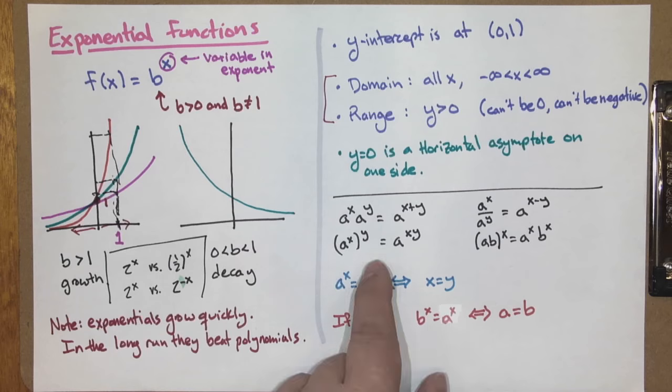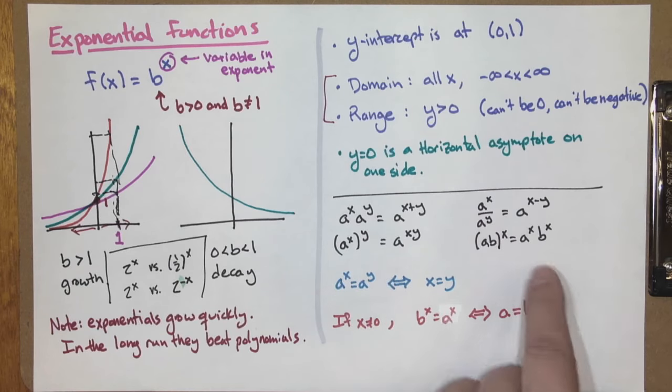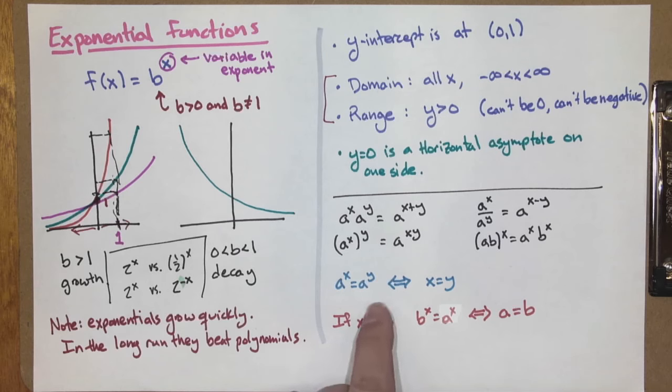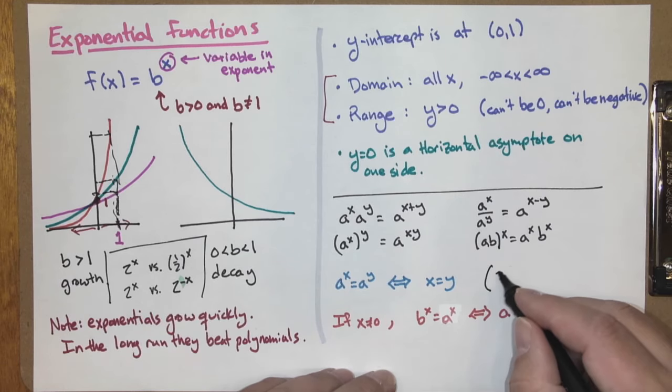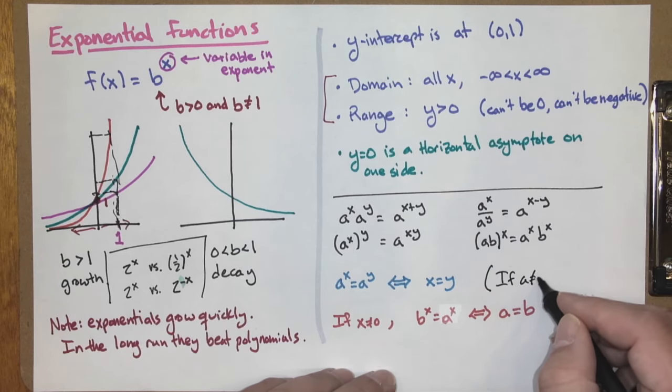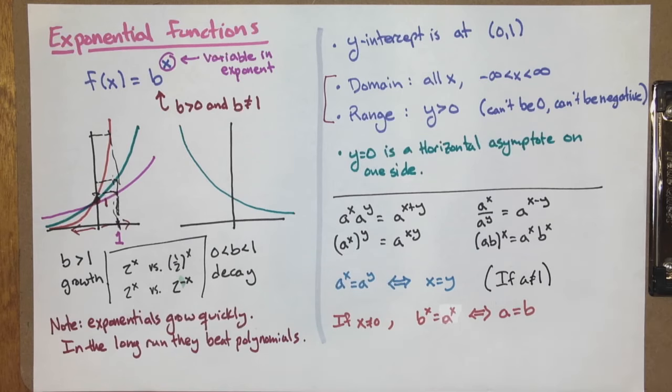We have our basic rules for exponents, which we've talked about before, but we also have some other nice facts. We have that a to the x equals a to the y if and only if x is y. Now, I should make a note that, again, we're not going to let 1 be an option here. And on the other hand, if we have b to the x is a to the x and x is non-zero, that tells us that a equals b. All right.